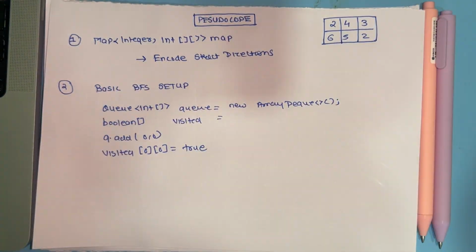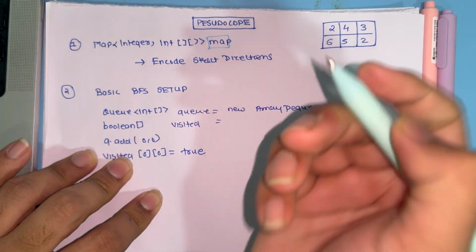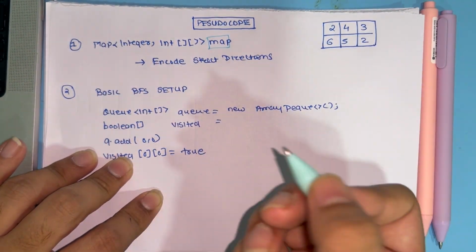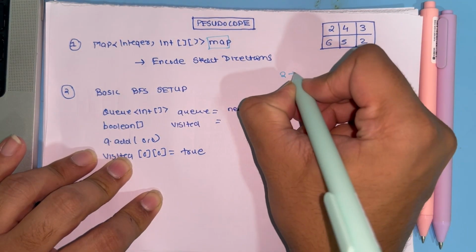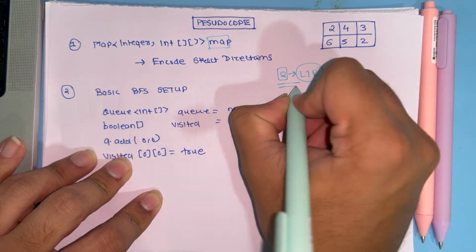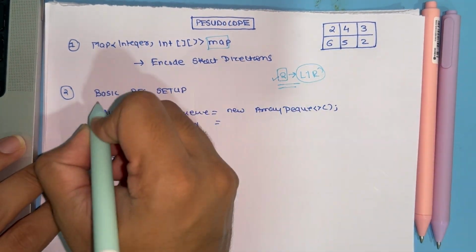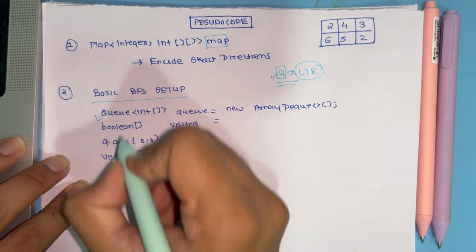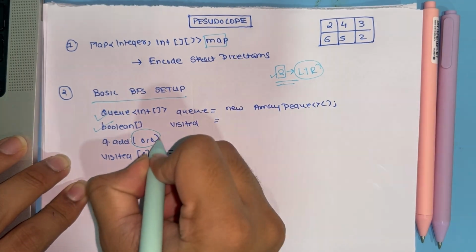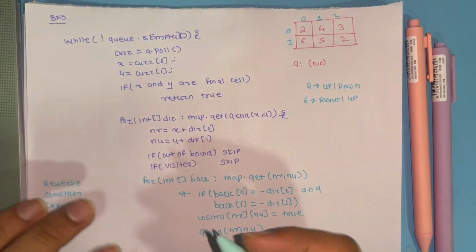Okay, so let's go through the pseudo code. In the first step, we are just creating a map. So this map will store what all possible directions a particular number will get us. So as we discussed, 2 can get us up or down. So we can create a map for all the numbers, and then we will create a basic BFS setup. A queue, a visited array, we'll add 0 comma 0 to the queue, and we'll mark the visited for 0 comma 0 as true.